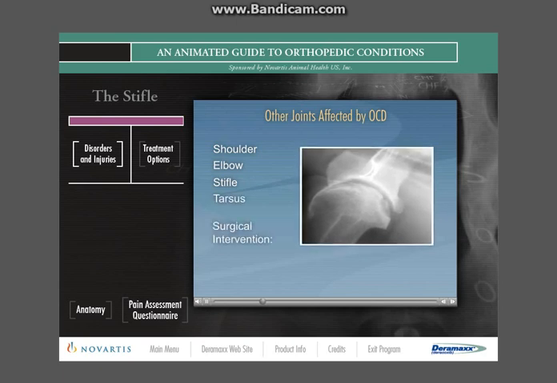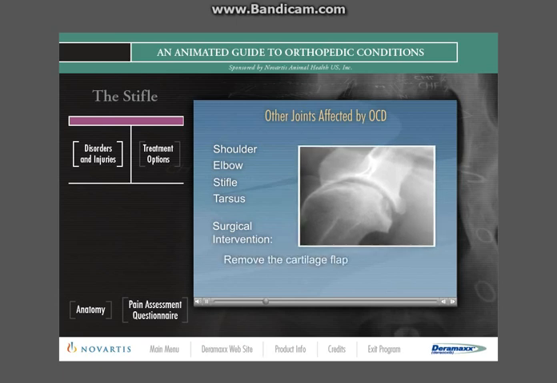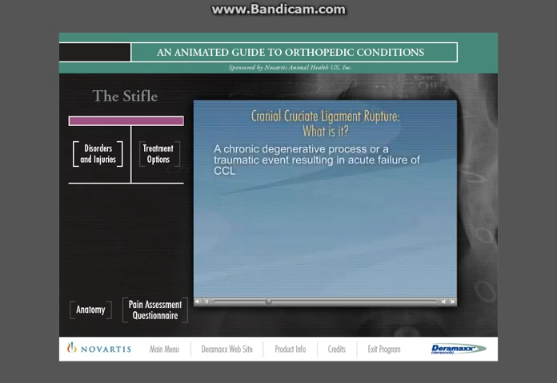Surgical intervention is appropriate for any joint presenting osteochondrosis dissecans in order to remove the cartilage flap and provide fibrocartilage ingrowth within the defect. A chronic degenerative process or a traumatic event resulting in acute failure causes a cranial cruciate rupture. These two etiologies may be interrelated in that chronic degeneration may give rise to a partial rupture of the ligament, and then an acute episode of complete rupture ensues.